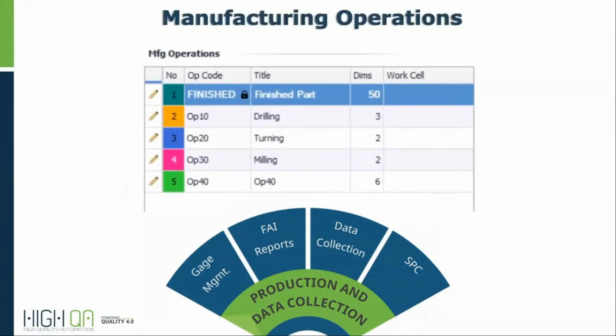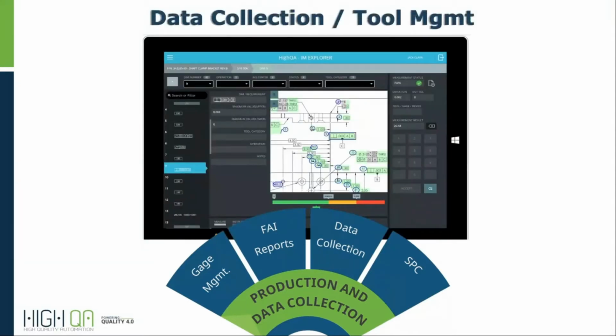For Op10, we have 3 dimensions we need to check. These are in-process dimensions the machine operator needs to capture on the shop floor while the part is being made. So for entering manual in-process checks on the shop floor, we have a simple, intuitive interface the machine operator or floor inspector can use. Well, they don't have to use it, but it's another tool available to them from HighQA.